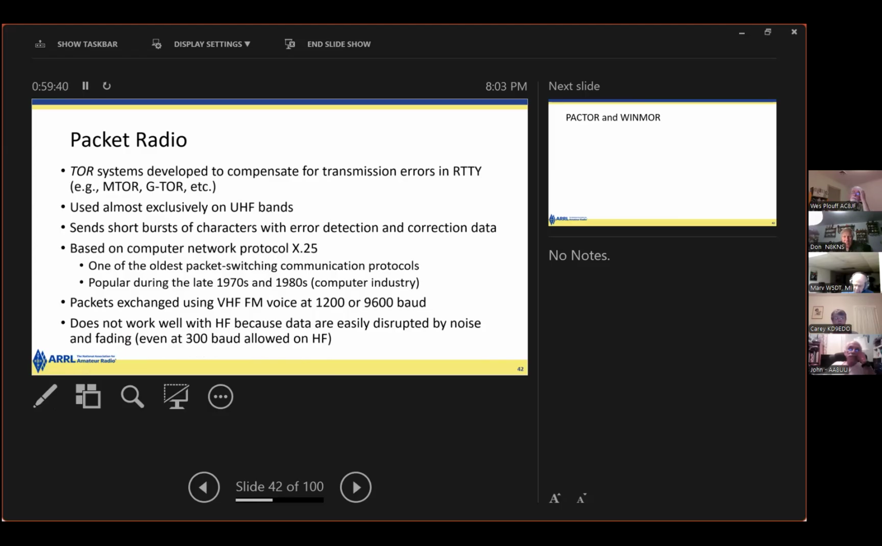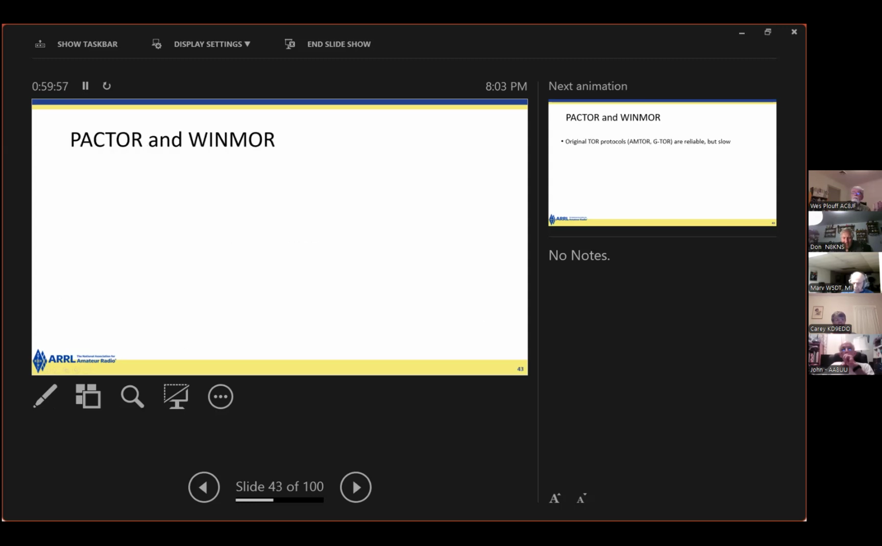And if you remember from the first week when I played examples of different signals on HF, there was a lot of noise. So anyway, packet radio is designed for higher data rates, and because of that, and because it's not resistant to noise and fading, it's used mostly on UHF where you have line of sight communication that's low noise.